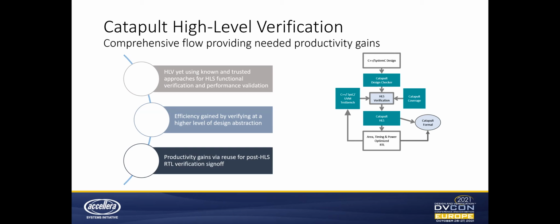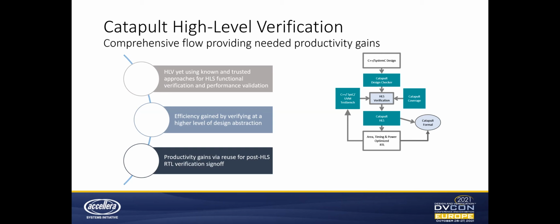At the RTL level, only a handful of remaining items should need to be verified, all of which were added by Catapult as part of the synthesis process. And verifying those items should be relatively easy given the high amount of reuse from the original HLV effort, along with some extra simulation and formal flows that are automatically provided by Catapult.